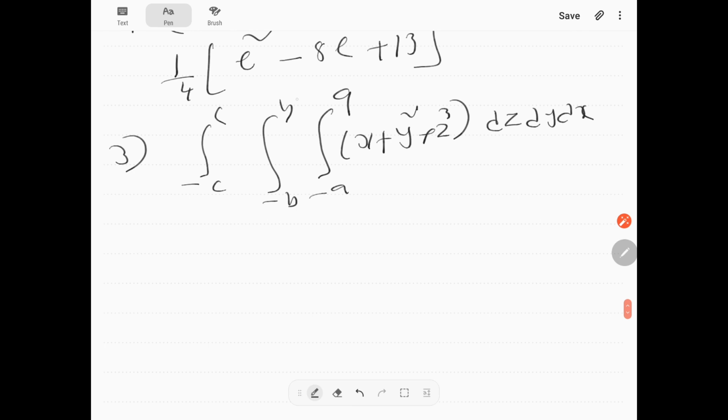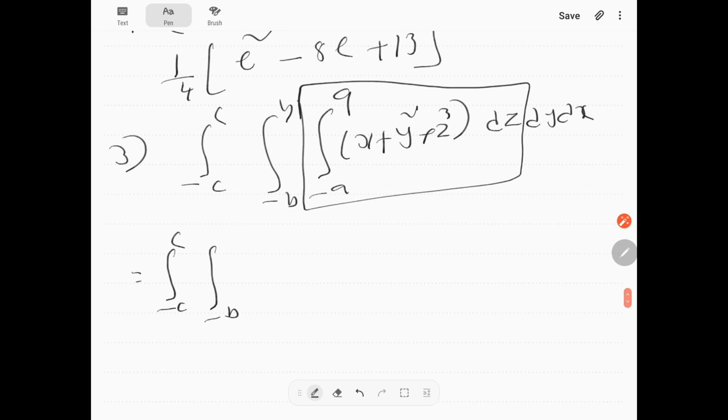So first of all, I need to do the integration with respect to z. If I do the integration with respect to z, the other two variables, x and y, are constants. So here x plus y square is a constant. This constant dz is constant into z. I need to substitute the limits. If I substitute a and minus a, I'll get 2a. And the integral from minus a to a of z cube dz: z cube is an odd function, therefore it will be 0. Therefore, no need to integrate that z cube. So this is dy dx.